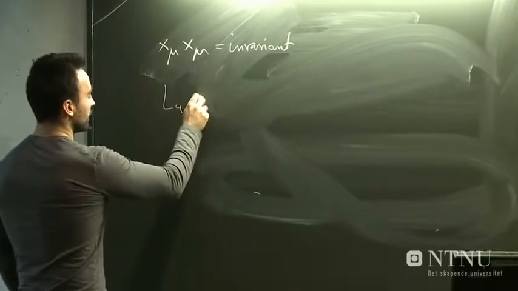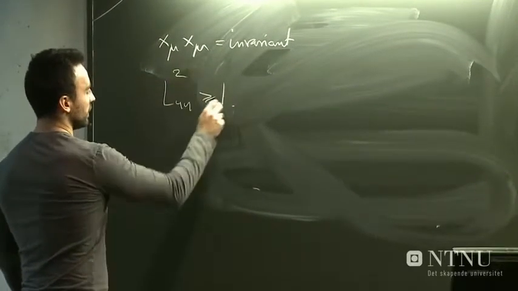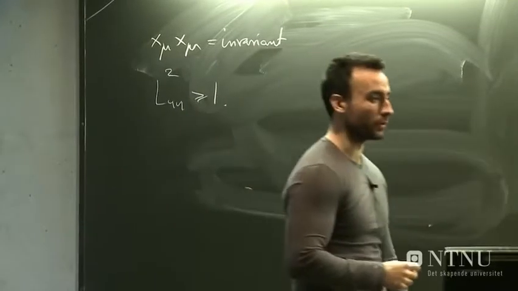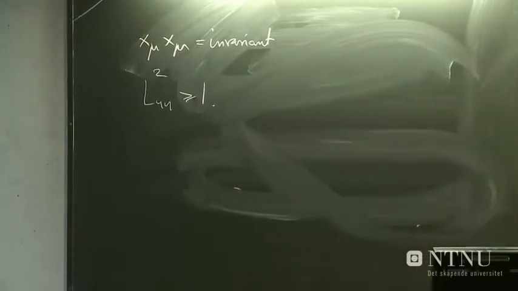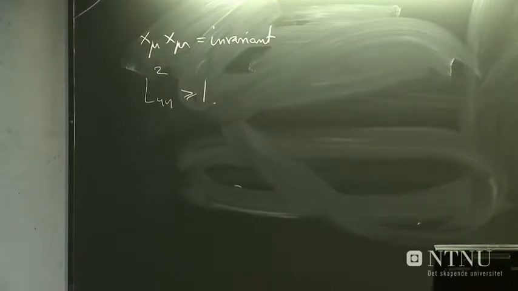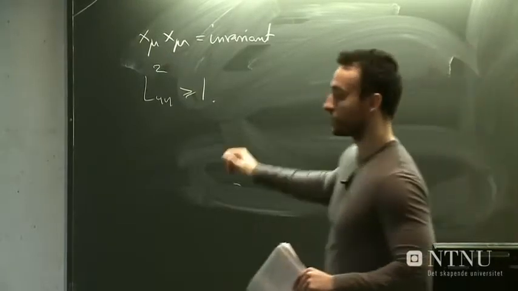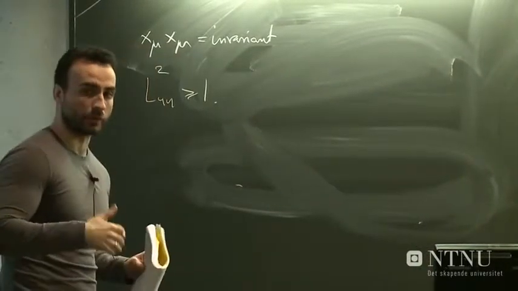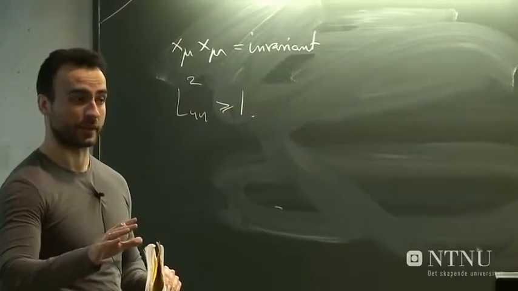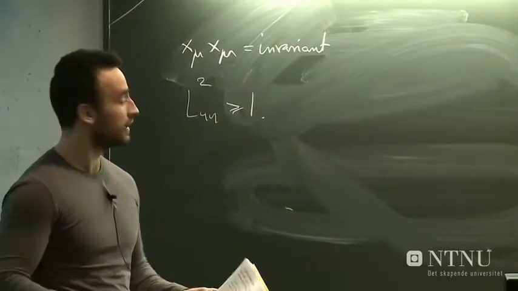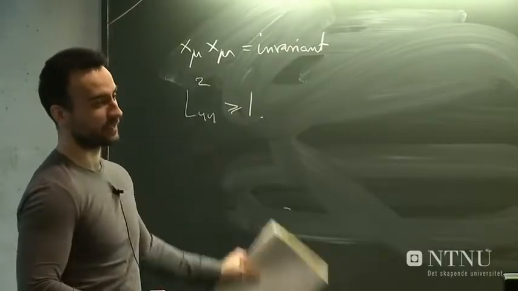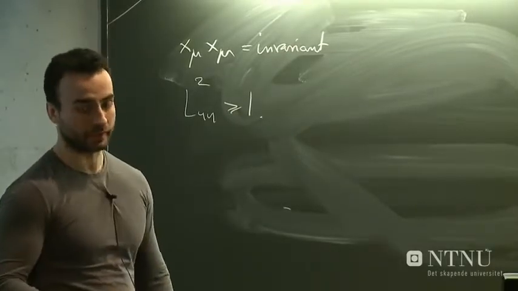And in particular, we derived the following relation which should hold for the Lorentz matrix, namely that the 4 element squared has to be larger than or equal to 1. And we mentioned that this could actually be used as a consistency check if you were asked, for instance, to find the Lorentz transformation matrix for some particular example. Then, unless this is satisfied, something might be wrong.